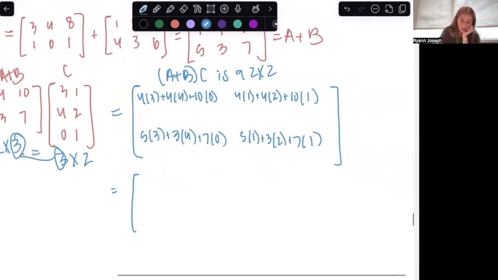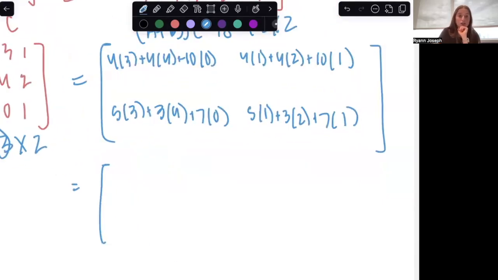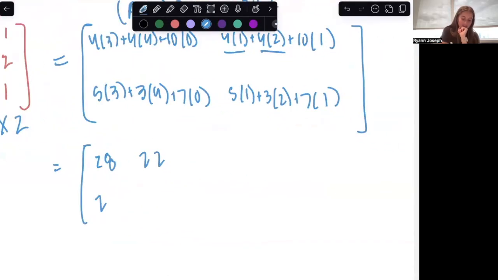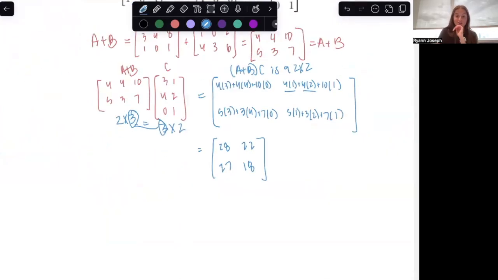Doing that all out, I honestly might make a mistake here with my addition. 4 plus 12 is 16, plus 10. That's not even 12. I'm psyching myself out. 4 plus 8 is 12, plus 10 is 22. 15 plus 12 is 27. 5 plus 6 is 11, plus 7 is 18. So you never know when you're going to make an algebraic mistake. So that is the result. It's a 2 by 2. Makes sense.